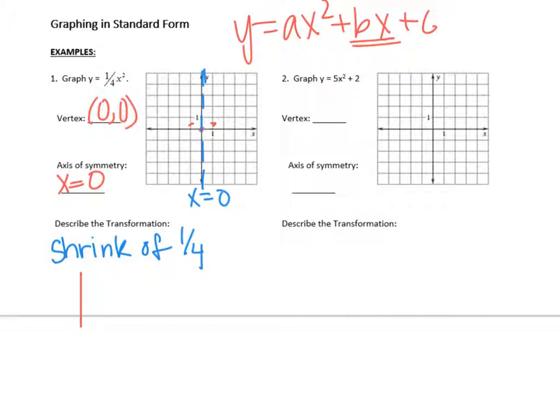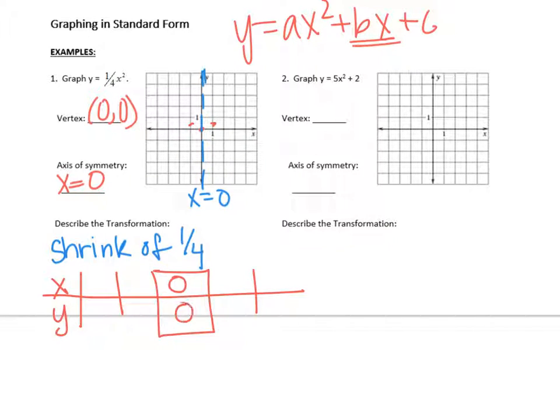But for standard form, it's really best to make a table. The middle of our table always goes our vertex. We know if we go 1 in both directions, we're going to go up 1/4, so it's 1, 1/4 and negative 1, 1/4. 1 more in each direction would give me negative 2 and positive 2.